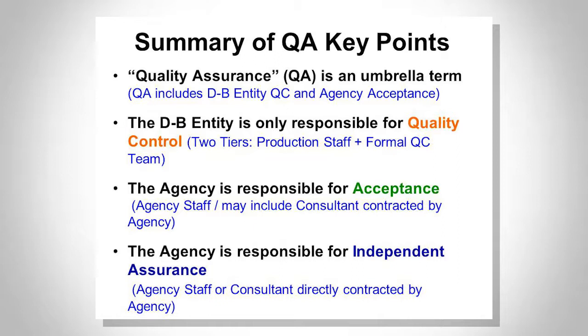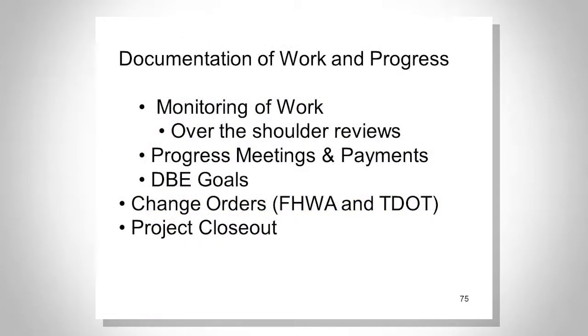And for those that do that, they seem to run into a lot less disagreement on the state's QA side of the house. Okay, the agency is responsible for acceptance. Agency is responsible for independent assurance, swinging back to the first couple slides I showed you a couple hours ago. Okay, documentation, work in progress, and we're getting close to the end here.